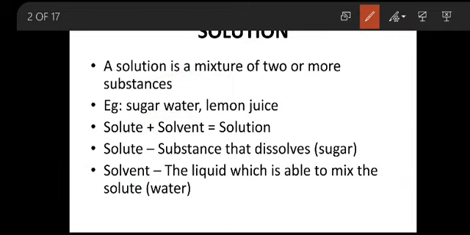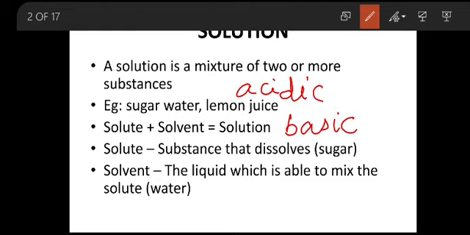So, always for a solution, you need a solute as well as a solvent. Solute means the substance which I mix. Solvent means the liquid in which I mix the substance. Okay, children? Yes. Next, there are three types of solutions: acidic, basic, and neutral.